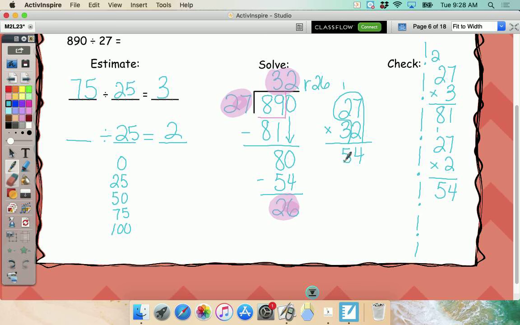The reason I like to put the divisor on top when I can, because this 54 I've already done 2 other times, haven't I? So it just makes me feel more confident that my answer's correct.